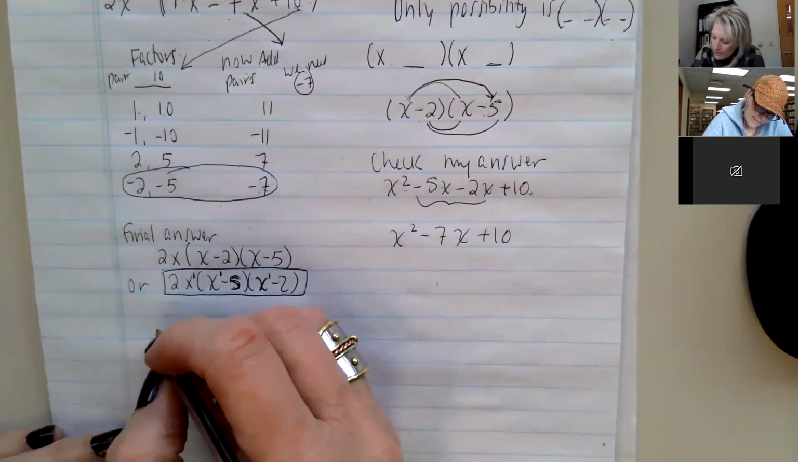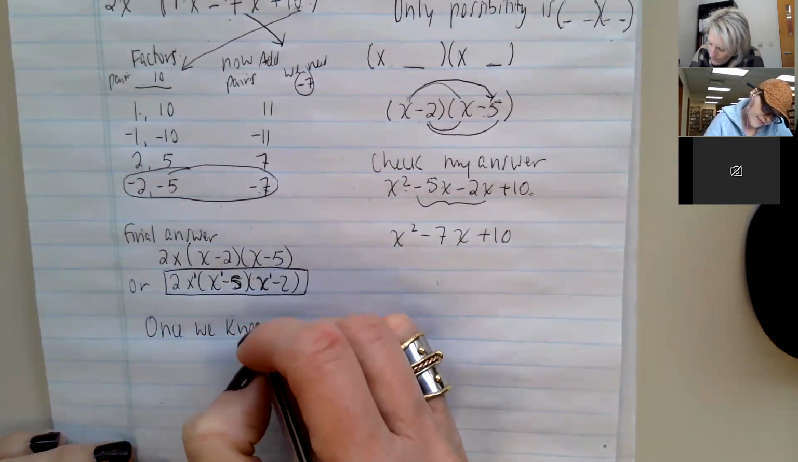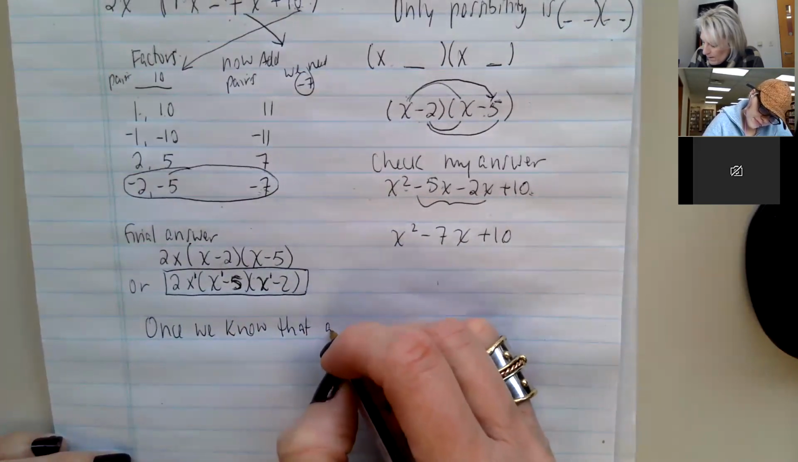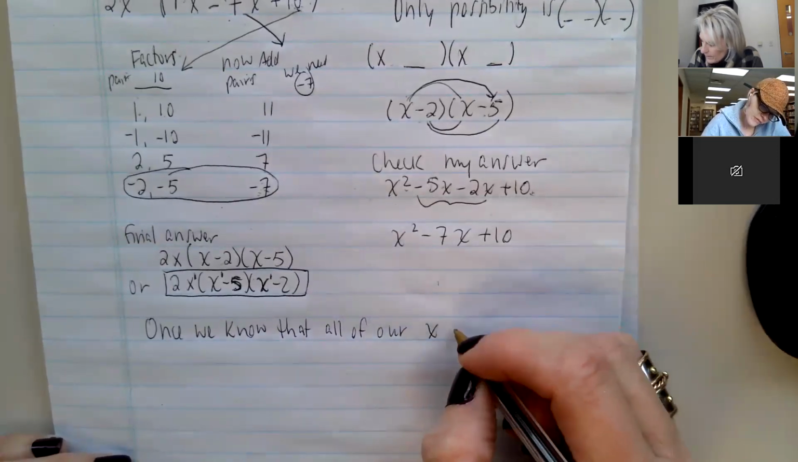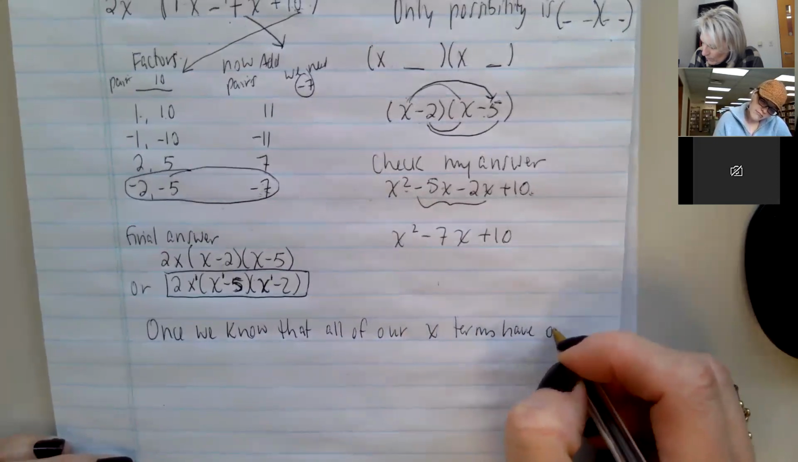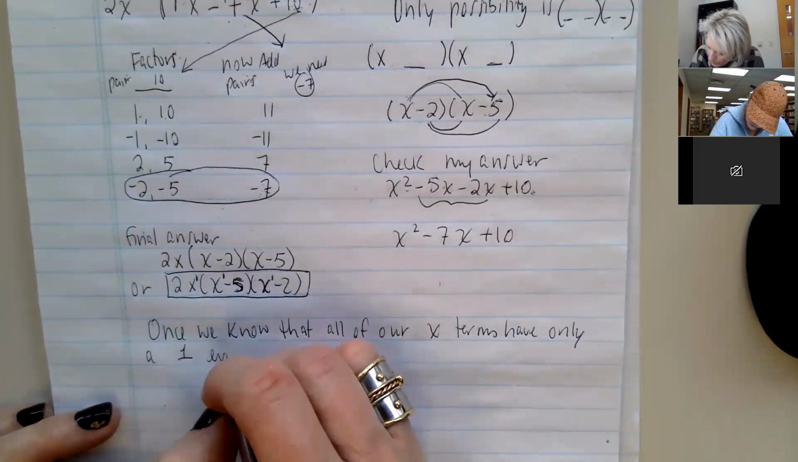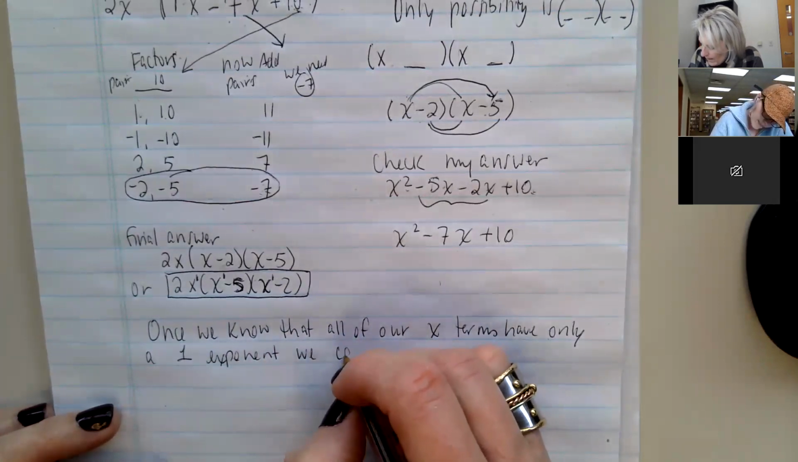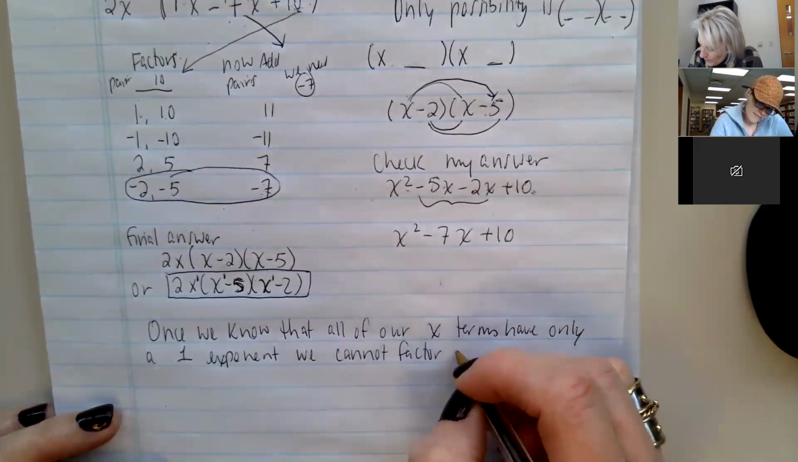So that's the key. Let's make ourselves a note. Once we know that all of our x terms have only a 1 exponent, we cannot factor anymore.